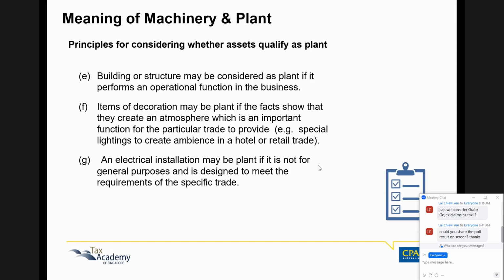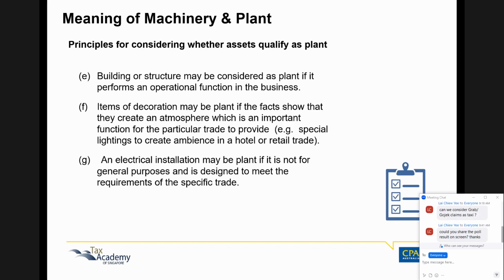Okay, a building or a structure may be considered as a plant if it performs an operational function in the business. One example, from the case law, may not be so applicable to Singapore, but we have grain, and then we have silos, right? Very, very big, round structures to hold the grain.